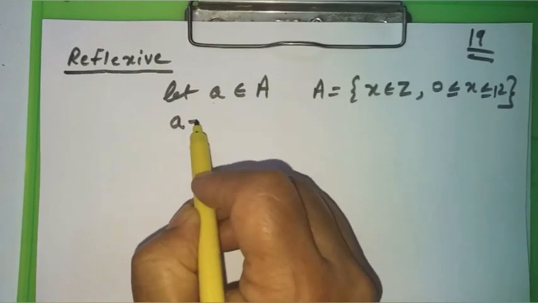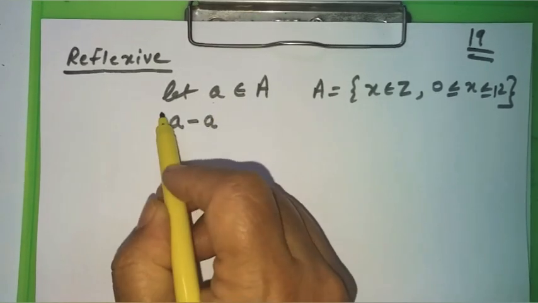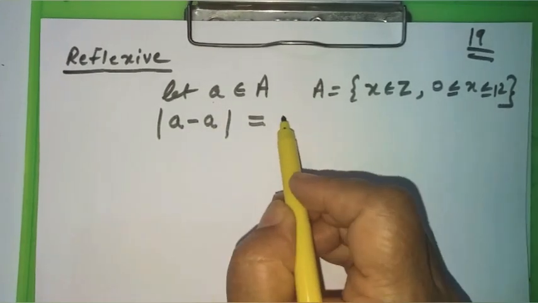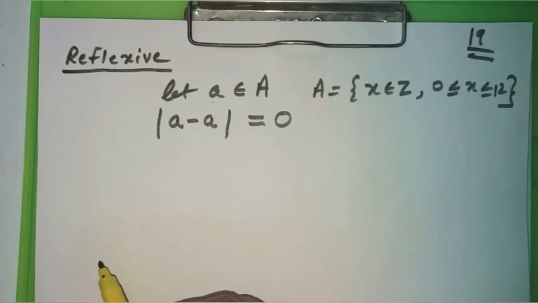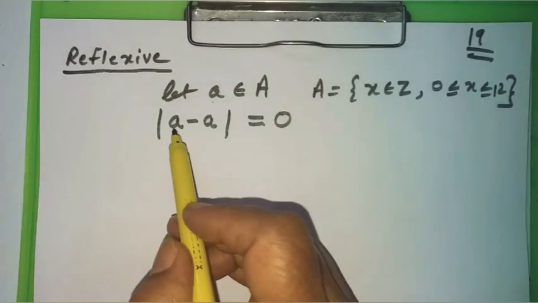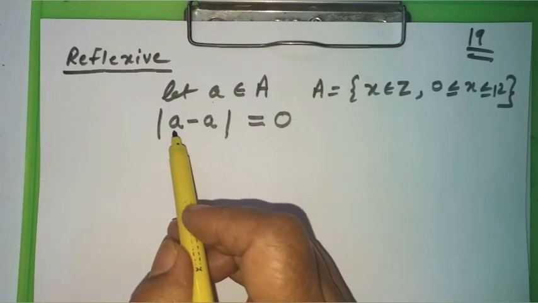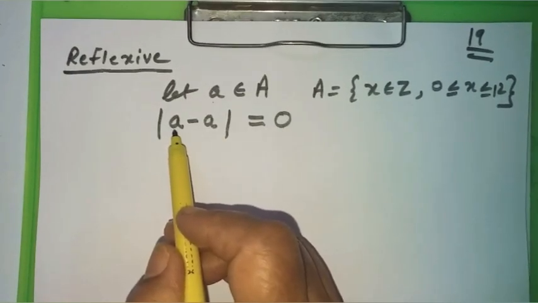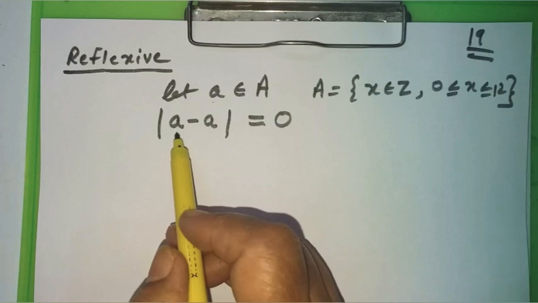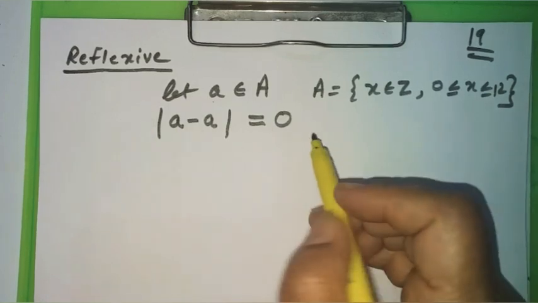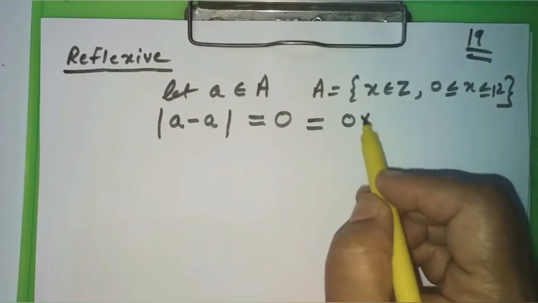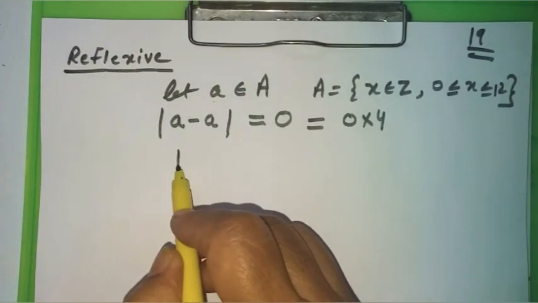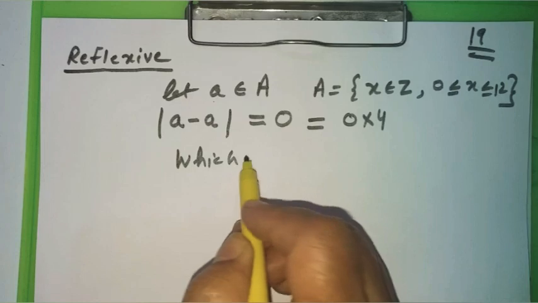So please tell me, if you take the difference of a with a and take its modulus, will it be 0 or not? Yes, definitely it is going to be 0, irrespective of what type of number a is. This difference is always 0, even if a is negative, positive, 0, fraction, rational or irrational. And this 0 can be written as 0 into 4. So I have proved that it is a multiple of 4.